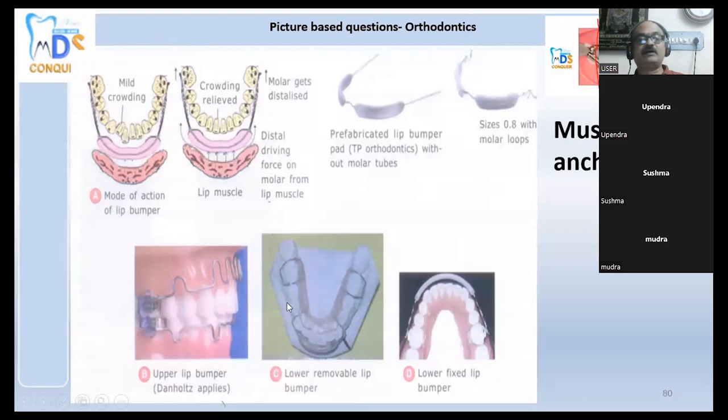So we have Denholtz's appliance. The lip bumper can be used as removable and fixed. Most of the time it is used as a fixed appliance.